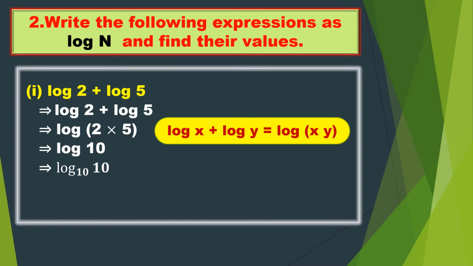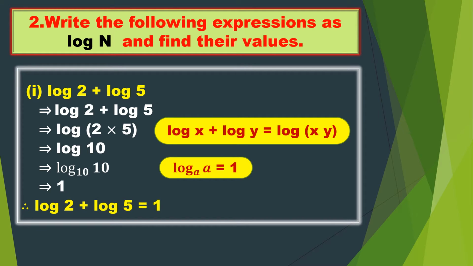Now whenever the base and the power are same, means the base and power is a, then its value is 1. So here instead of a, I have 10. So its value is 1. So your answer for log 2 plus log 5 is 1. Clear? So let us go to the next problem from this second bit. Here is your next question. Log 16 base 2 minus log 2 base 2.